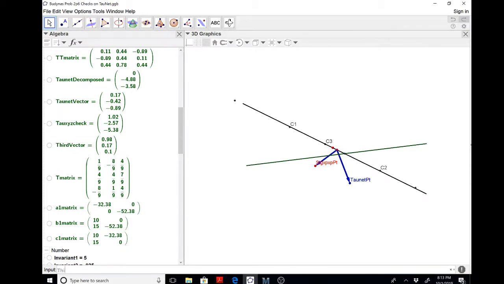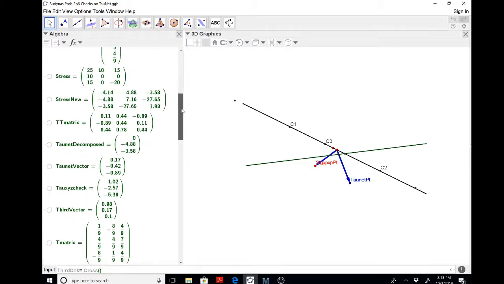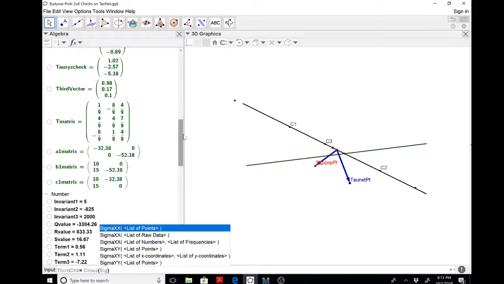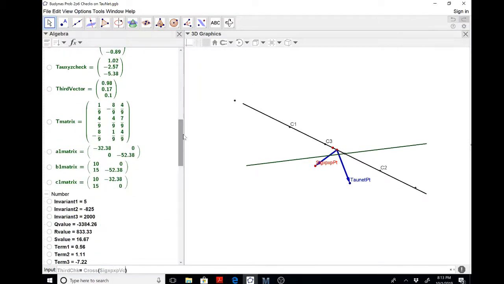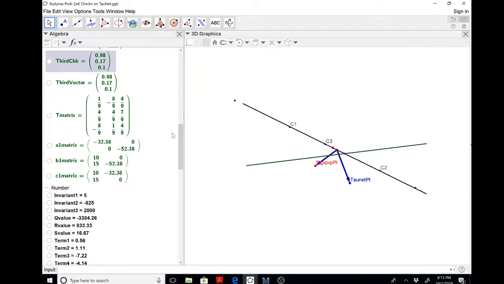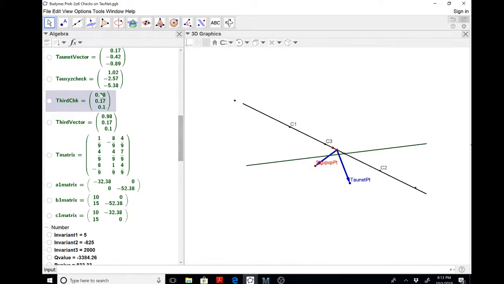You could say third check is cross of first vector, which was sigma x prime vector, comma, and then the tau net vector. And then I just took those as the points.